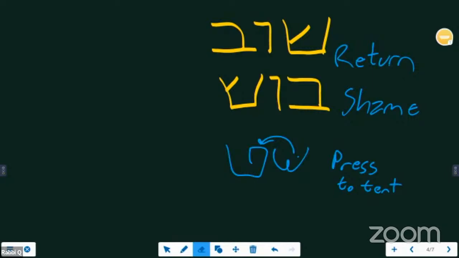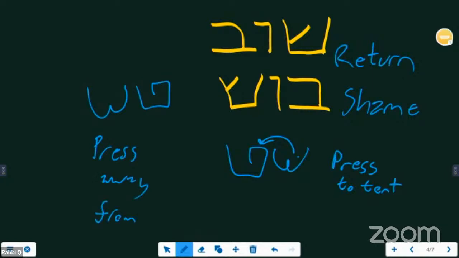But on the other hand, we have the bet shin, and it literally means to press away from the tent. So now we have the bet, and then the shin, and that means to press away from the tent. And so in that way, something very interesting happens, and that is the idea that shame has to do with nakedness. In fact, bush can mean nakedness. Okay, that's the idea of shame. So bush means nakedness or dryness or being exposed to the elements, not being protected by the tent.